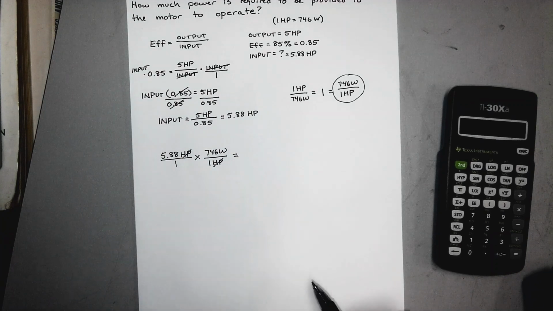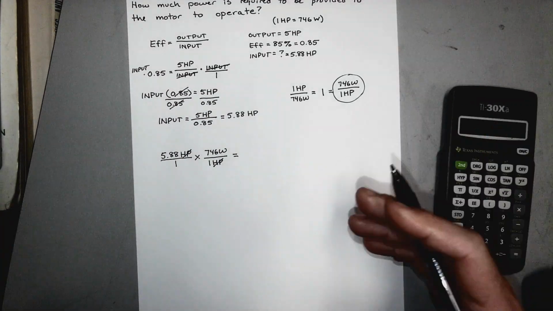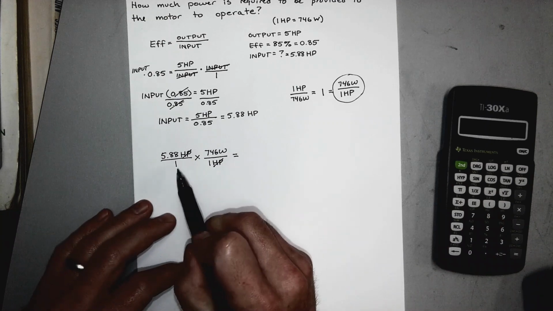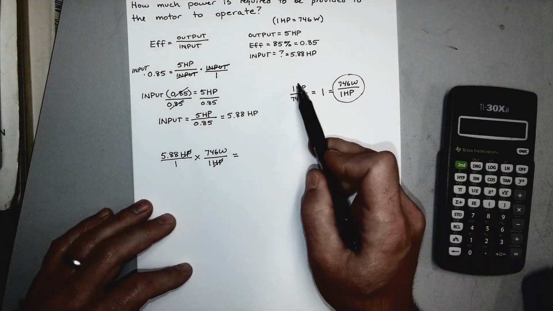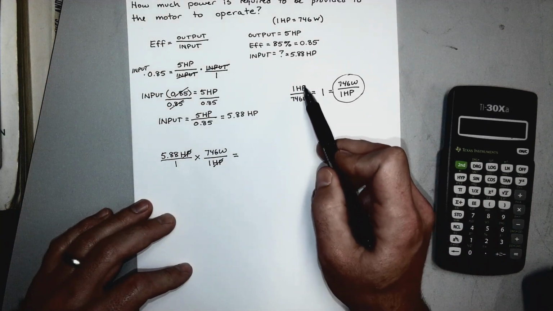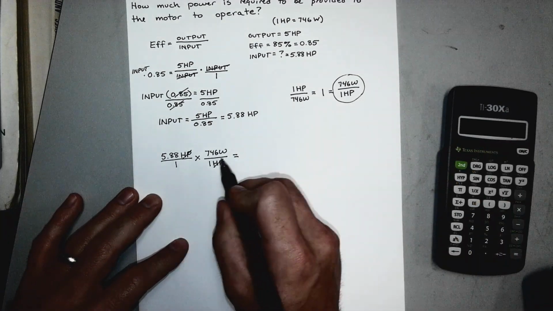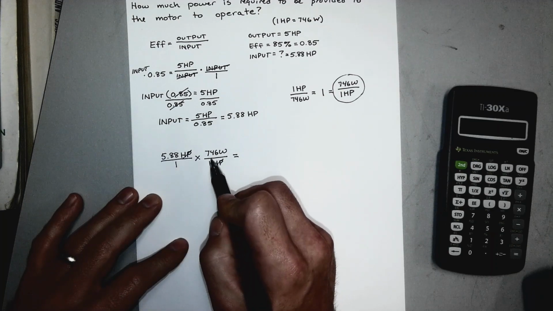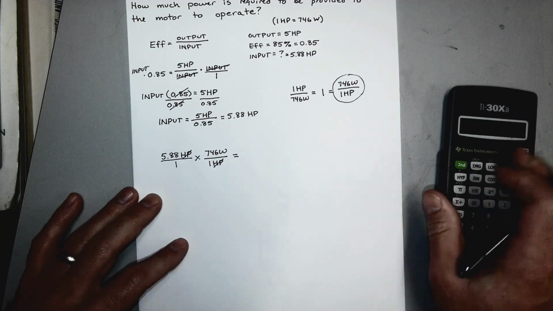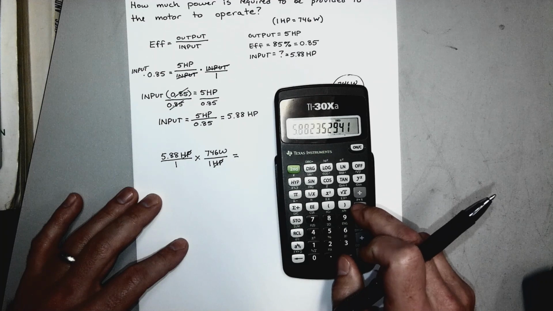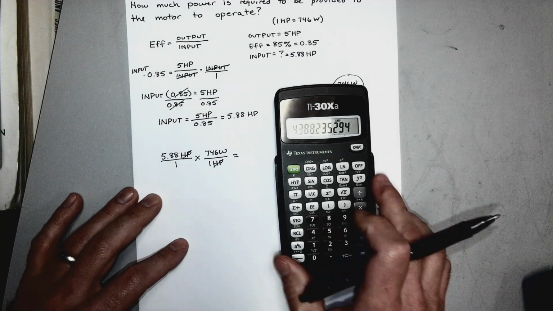Students sometimes get confused. Am I dividing by 746? Am I multiplying by 746? If you just work it out this way and put whatever you're trying to get rid of on the bottom, you'll be just fine, and it'll cancel out. It's clear to see that this is 5.88 times 746 watts.